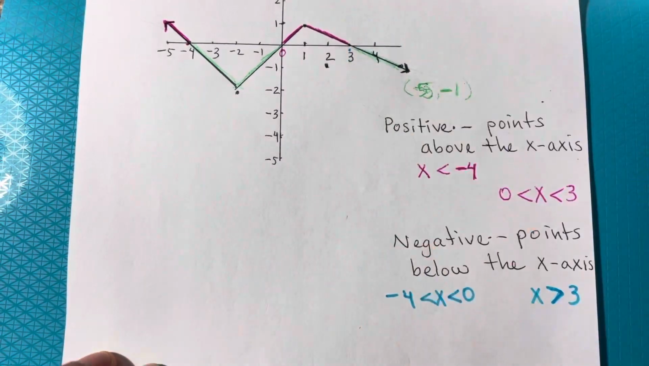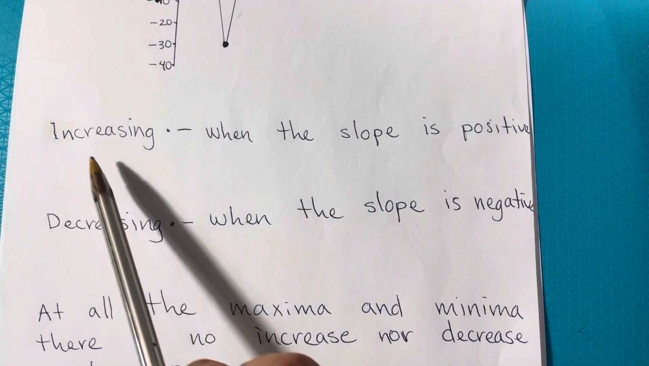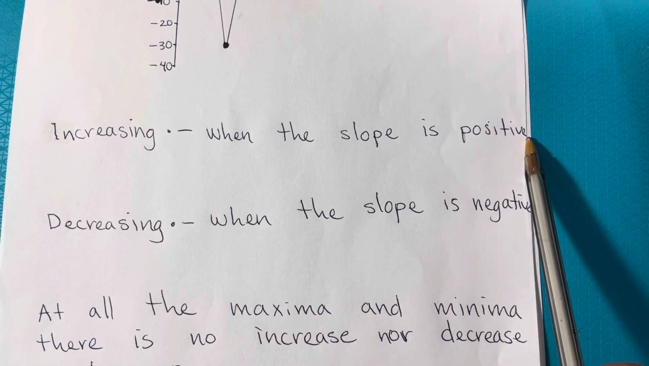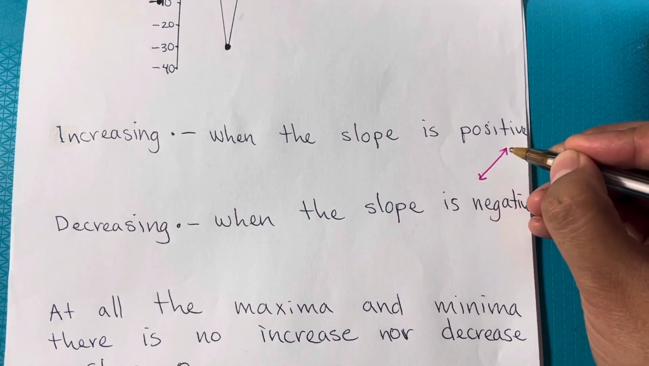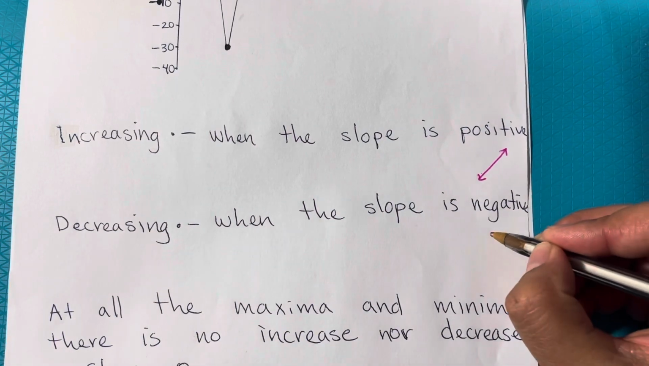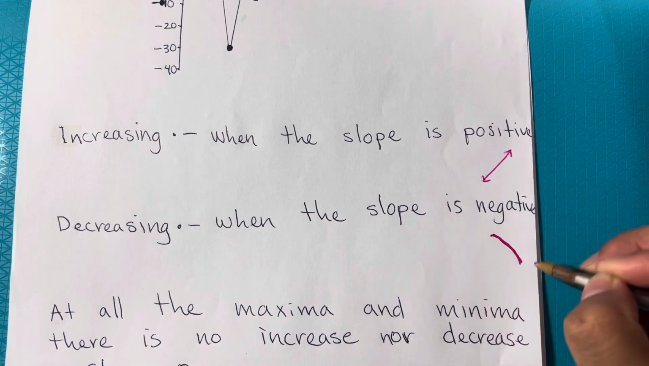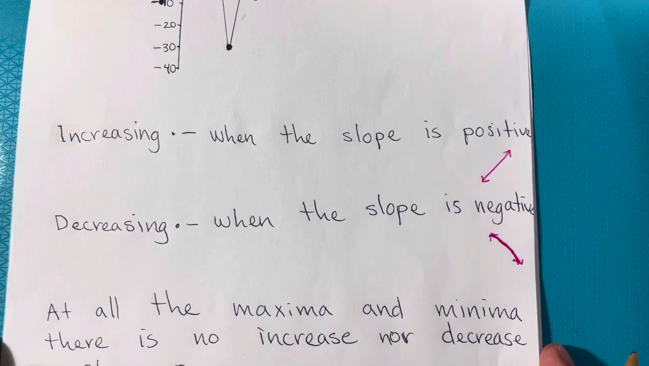Okay, more vocabulary, and this one sometimes gets confused with positive and negative, but it's increasing. Increasing is when the slope is positive. Positive slope will be when the line is positive as well. And decreasing is when the slope is negative, and it can be a curve, okay, but it's when the slope is negative, okay?